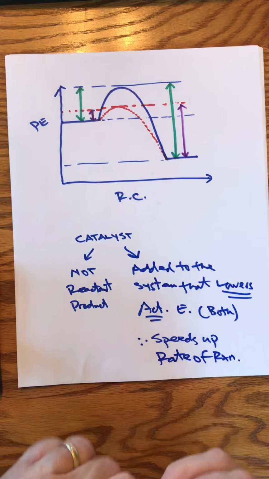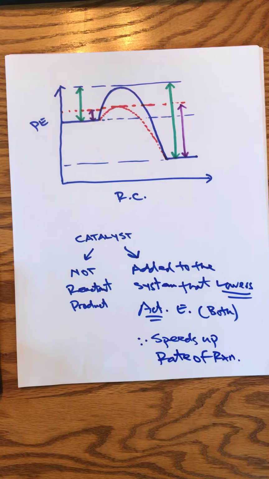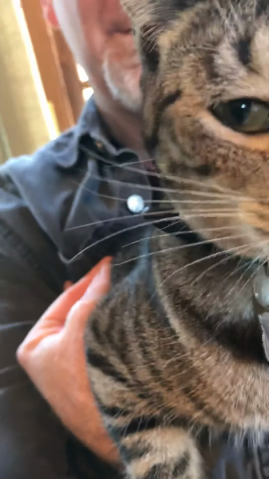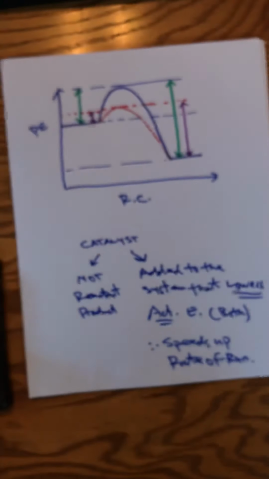Hi, Tungsten. Want to say hello? Tungsten wants to say hello. Come here. Come on. Say hi. Okay. Back to work.